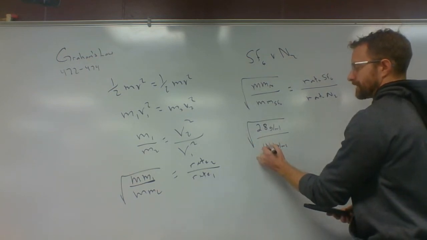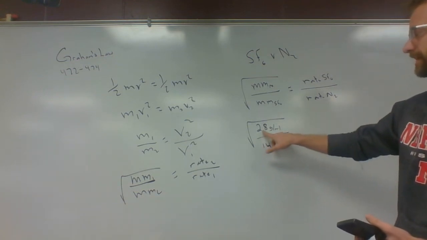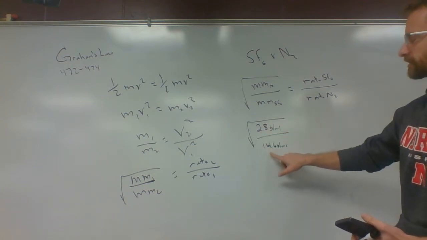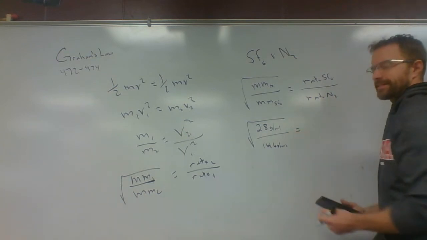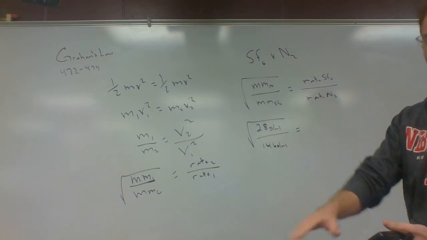It is much larger than nitrogen. Remember, nitrogen's N2, so it's 28, not 14. Since it's much larger than nitrogen, it's going to move quite a bit slower. Hopefully that makes sense. We know it's more dense. It would sink in the room.